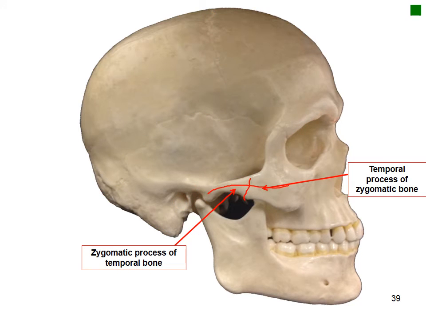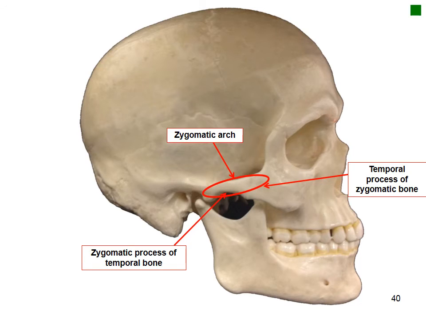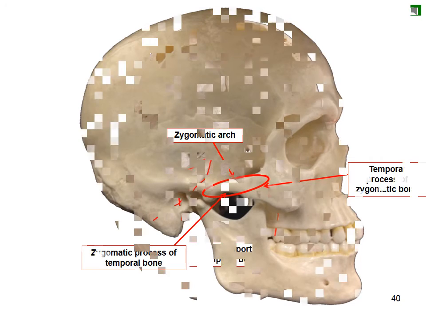Again, this view is just pointing out the zygomatic arch, which is made up of two processes, the temporal process of the zygomatic bone and the zygomatic process of the temporal bone, where they knit together right through there. So on this view, what we're seeing is the zygomatic process of the temporal bone as it articulates with the temporal process of the zygomatic bone to form the zygomatic arch.